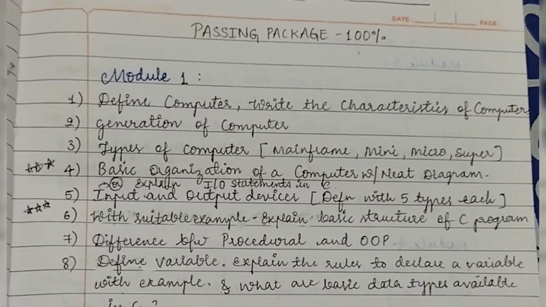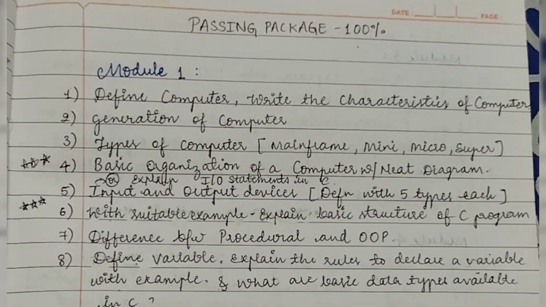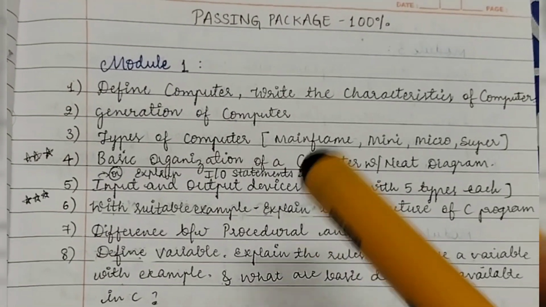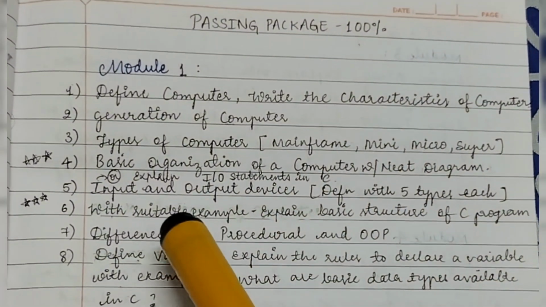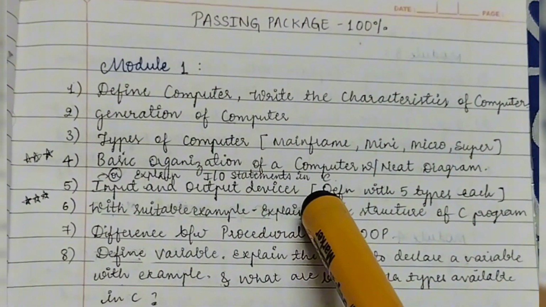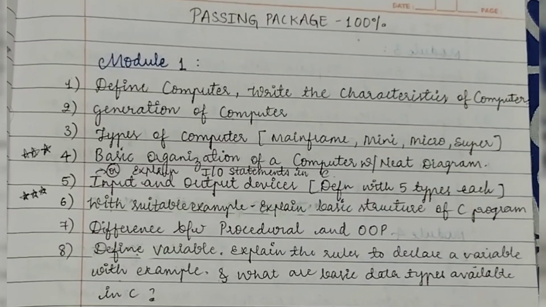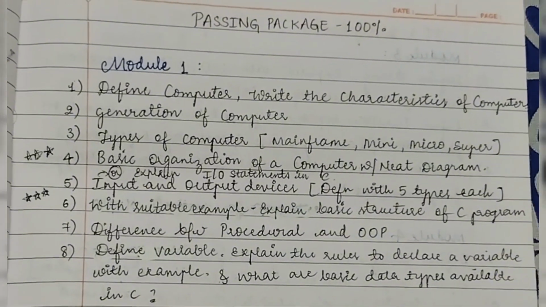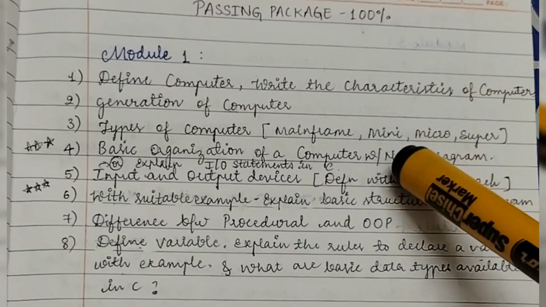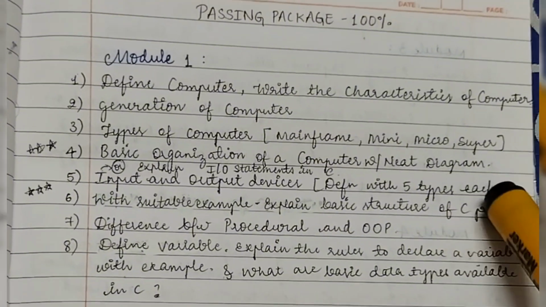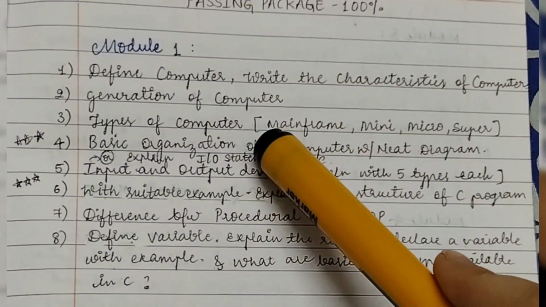Then moving on to the next question, explain input output statements in C. Okay, that can be the question, or input and output devices, they'll ask to explain that with some examples. Okay, you need to know at least minimum 2 to 3 examples, but 5 examples on the safer side. Okay, or they might even ask you to explain input output statements.